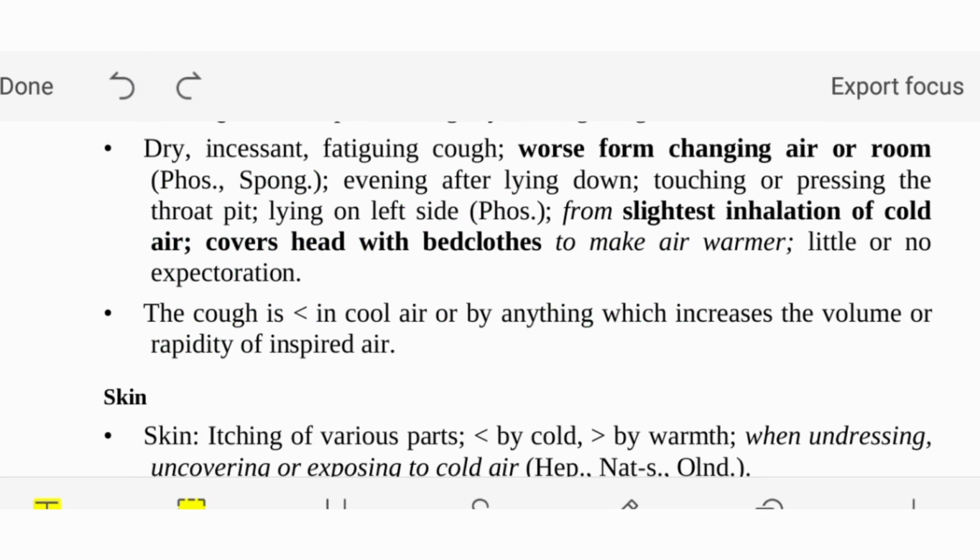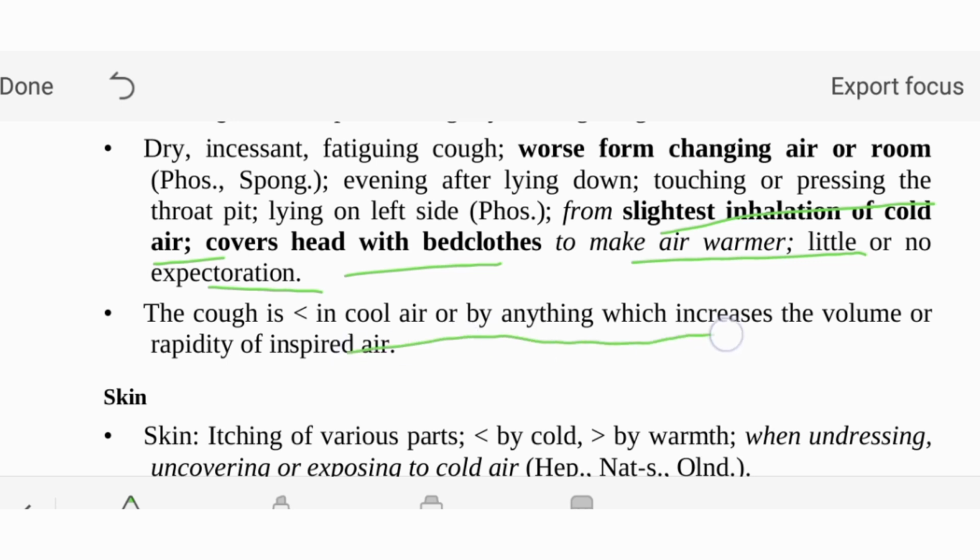And then slightest inhalation of cold air, covers head with bed clothes. Okay, means he cannot tolerate cold. Chilly patient, highly sensitive, so always cover the child, cover his head with bed clothes to make it warm, so that there will be no expectoration or little expectoration in the cough. Cough is aggravated by cool air, by anything which causes inspiration. If we inspire something, it can also cause cough, like phosphorus, we can see that. Like that we can get here also. So always remember, like Rumex, these are the oversensitivenesses, that much you remember.